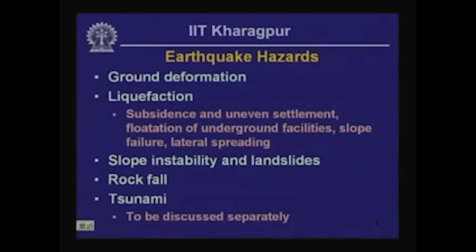Then, because of earthquake, slope instability can also be triggered, and landslides may result. There could be rockfall and there could be tsunami. We are going to discuss tsunami separately, and in this particular lesson we are going to talk about the first three factors. Rockfall we are not going to discuss separately, and we discussed the mitigation measures for rockfall some time back, if you recall, in one of the previous lessons.